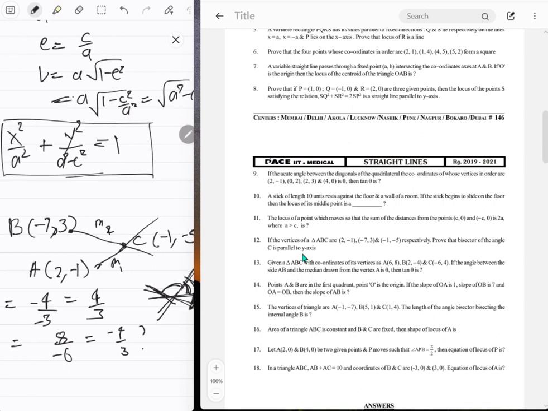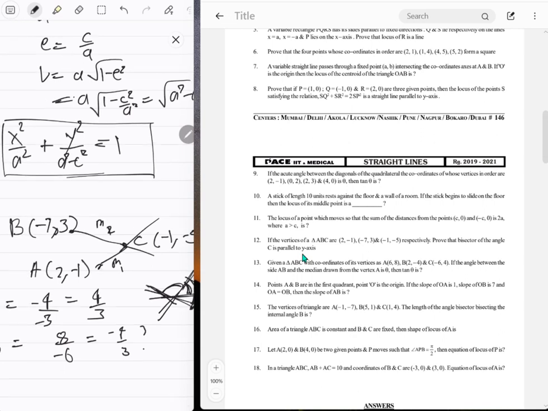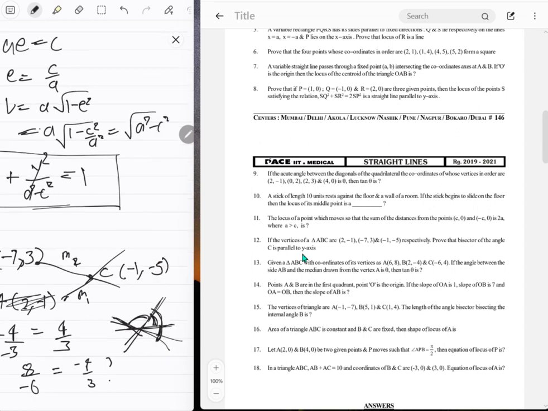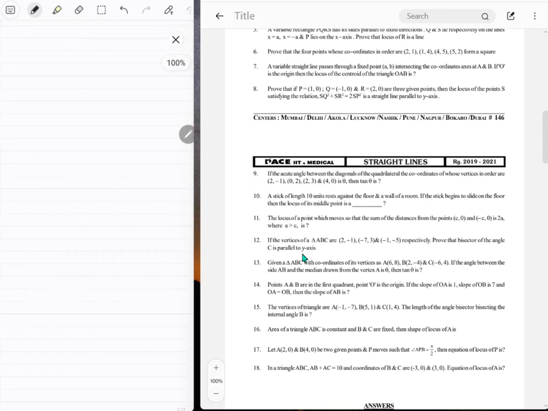So probably (-1, -5), that's way down there. And in fact, this is how it should be. A is somewhere over there. I should have graphed this. So this angle is the one that we are bisecting. So yes, it's actually a vertical line. So that's nice. Question number 12 is just a proof question.